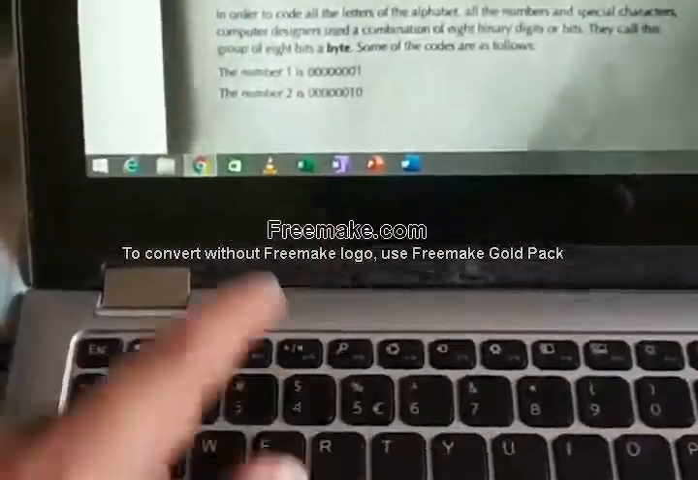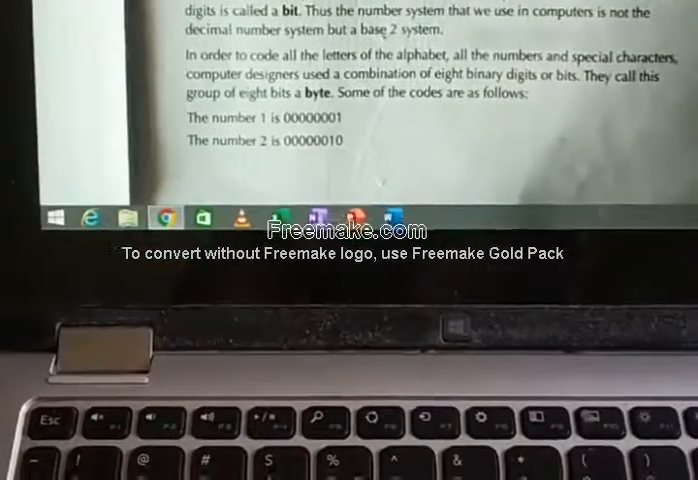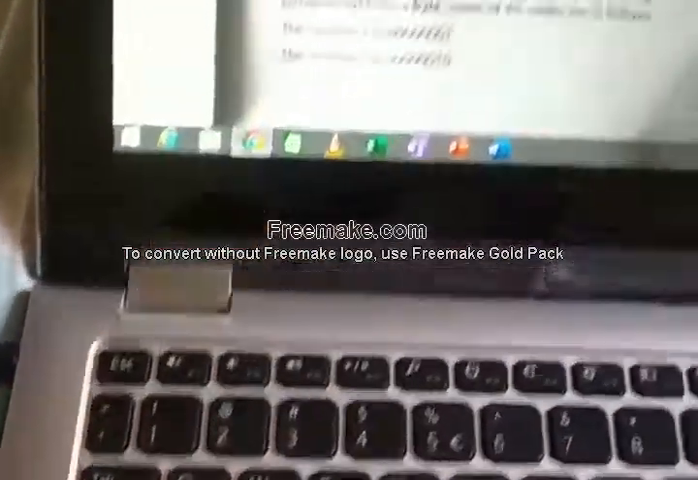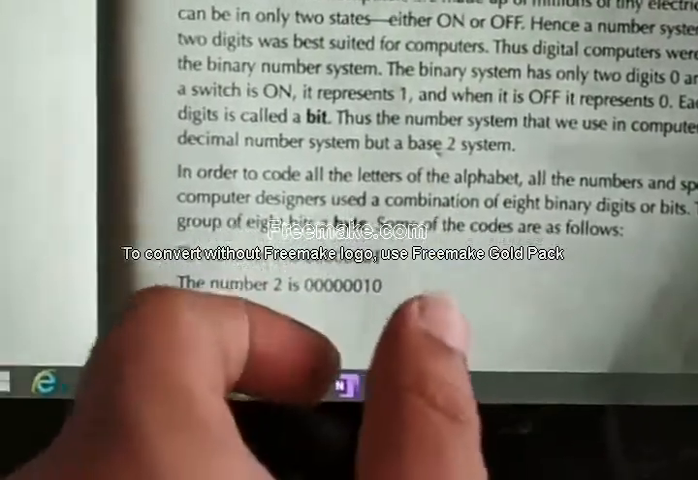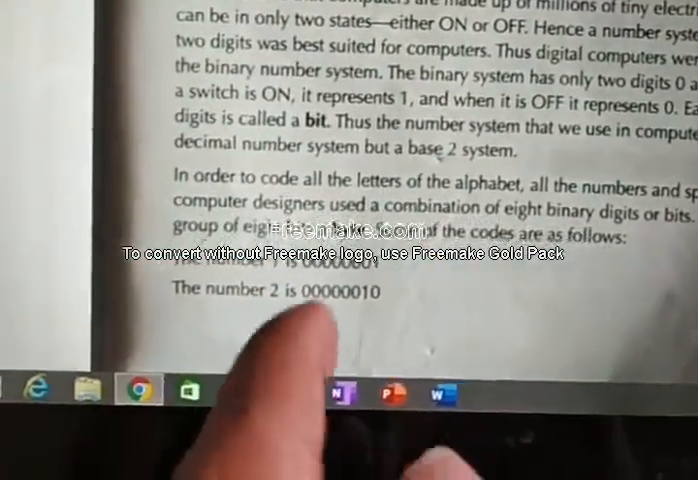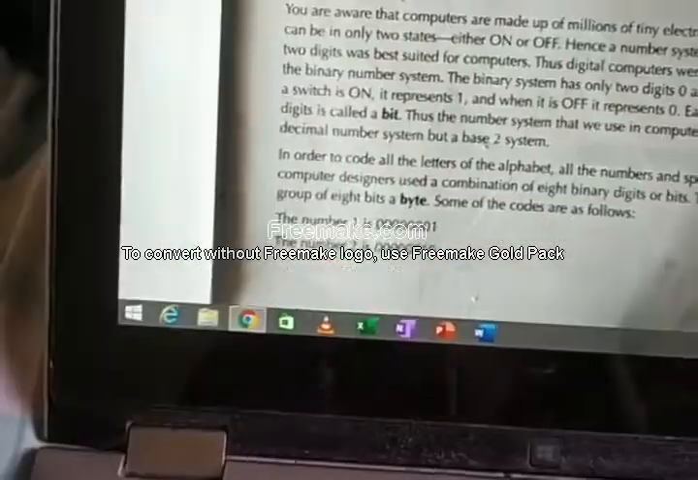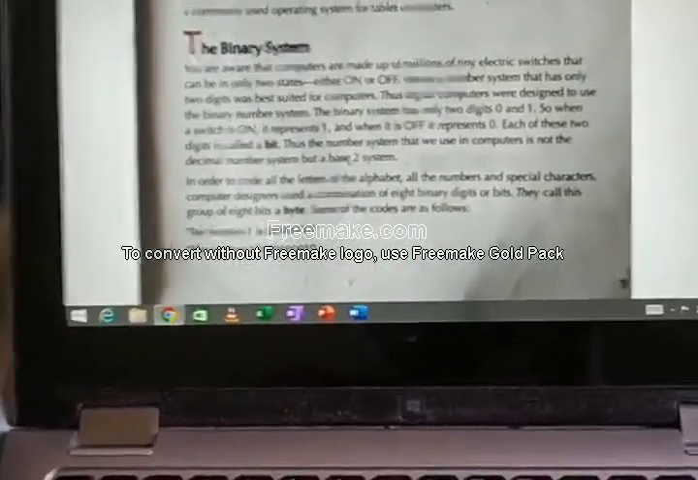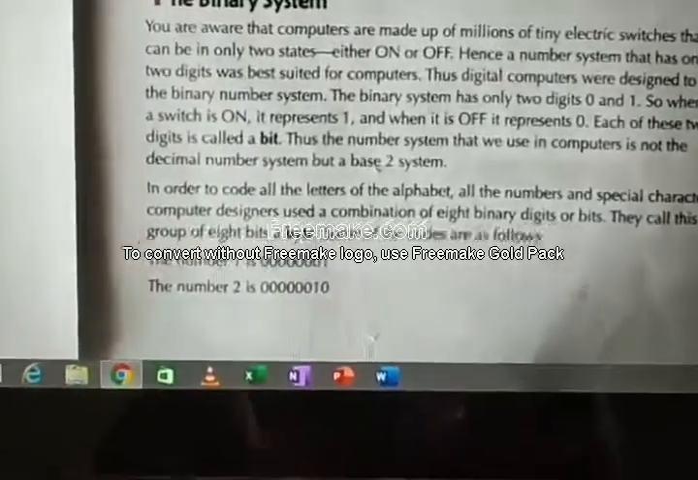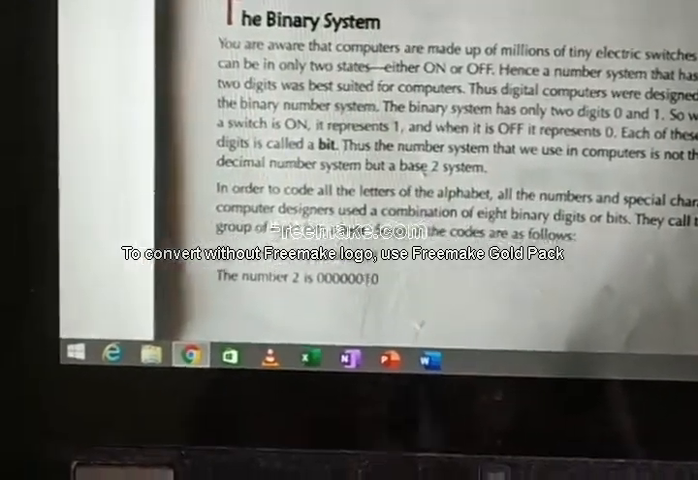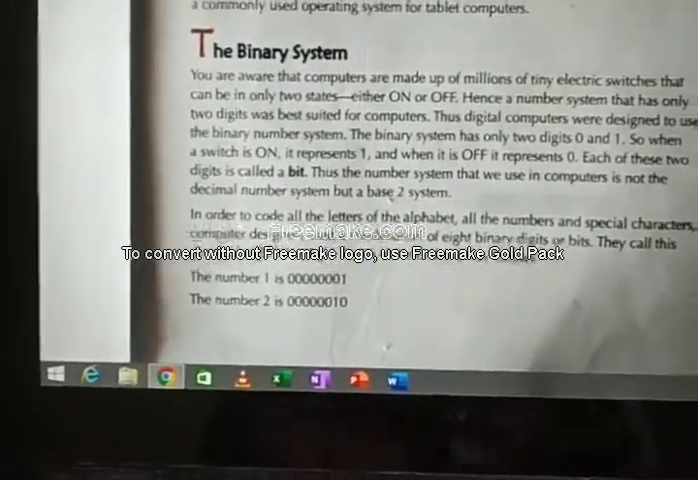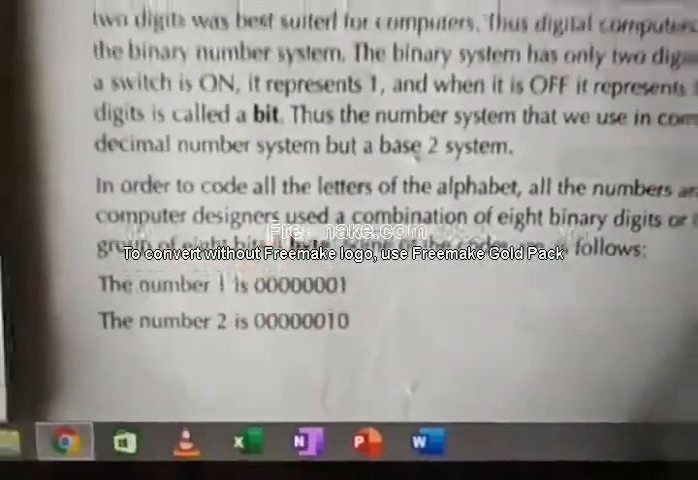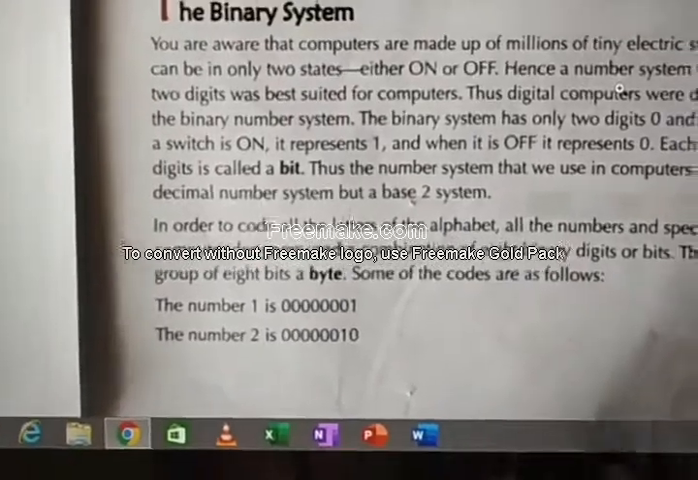First, we will see for numbers. For number 1, you are typing this number 1. How does the computer understand? By this combination of bits. All these bits are millions of switches. In those millions of switches, 8 switches form a group. Each and every 8 bits form a group. That is called a byte.